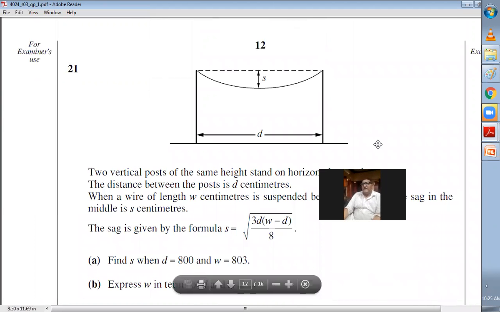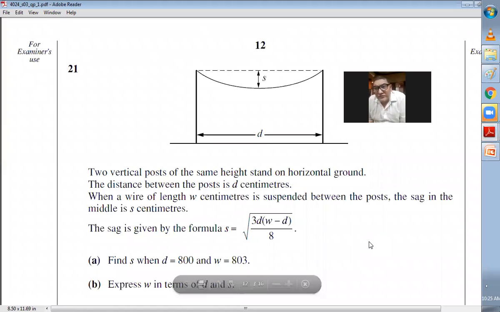It says that 2 vertical posts of the same height stand on horizontal ground. The distance between the posts is d centimeters. When a wire of length w centimeters is suspended between the posts, the sag in the middle is s centimeters. The sag is given by the formula s equals the square root of 3d bracket w minus d bracket close divided by 8. Everything is under that radical sign. Find s when d is equal to 800 and w is equal to 803.